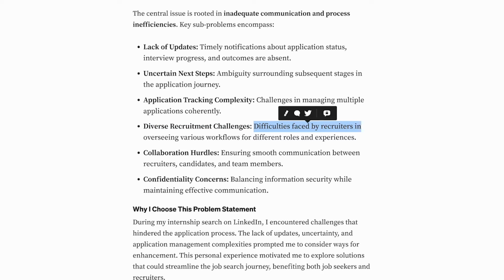Then you have diverse recruitment challenges. Difficulties faced by recruiters in overseeing various flows for different roles and experiences. Again, what sort of difficulties? What does this mean? What do you mean overseeing various workflows for different roles and experiences, right? It's important to explain with examples. It doesn't have to be a lot. Just keep it simple. Take one tiny example and explain.